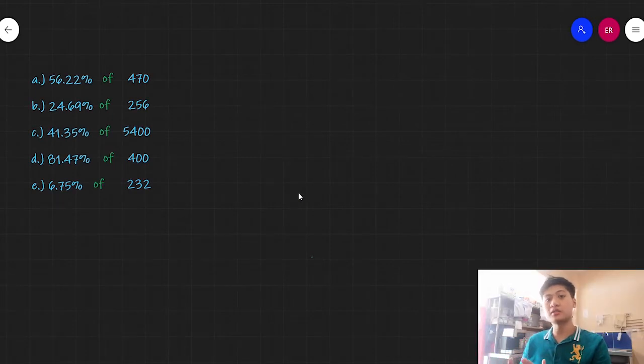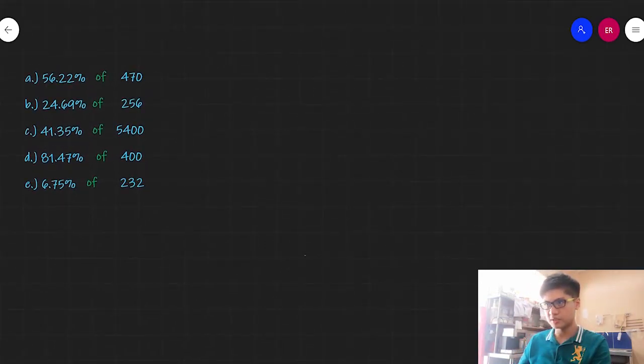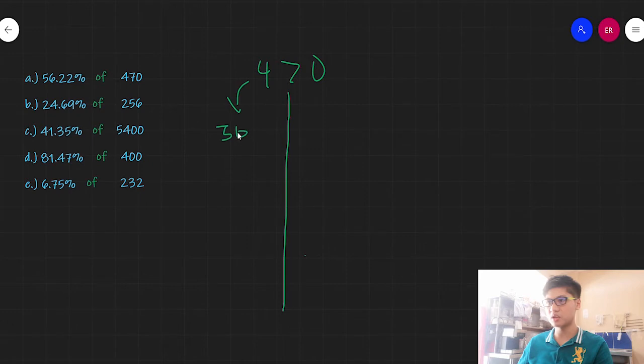All right, now let us start with the first number we have in our list. We have here 56.22% of 470. Let me just rewrite this 470 here. Now in order for us to get this portion of 470, all we have to do is divide our solution into two parts. The first part would be finding 56% of this number, while our second part would be finding the remaining 0.22% of this number.